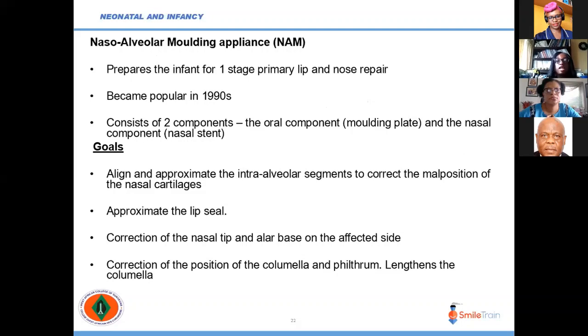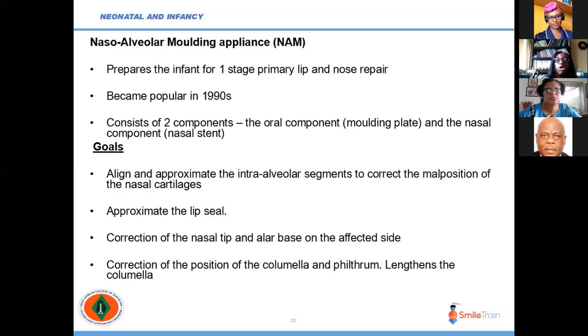We're going to deal with two of the appliances that we use at this stage. And the first one is going to be the nasoalveolar molding appliance, or the NAM, which was designed by Grayson in the 1990s. Its job was basically to prepare the child for one stage primary lip and nose repair. It consists of two components, the intraoral component, or the molding plate, and the nasal component, which is referred to as the nasal stent.